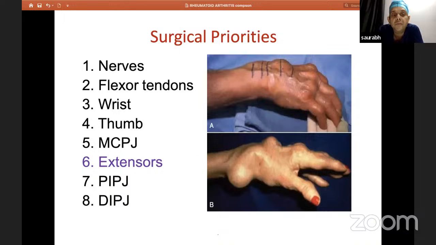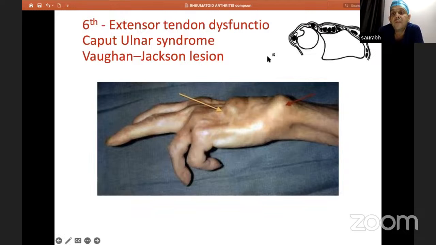And finally, we're going to talk about extensors. As I was saying, PIPs and DIPs in the next lecture. So for extensor tendon, what you will be asked in the exam is a patient with this sort of a hand. So someone with dropped fingers, you have to discuss all the differentials with your examiner or in your clinic setting.